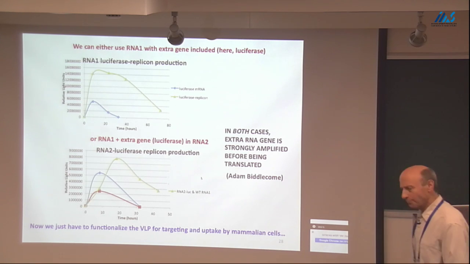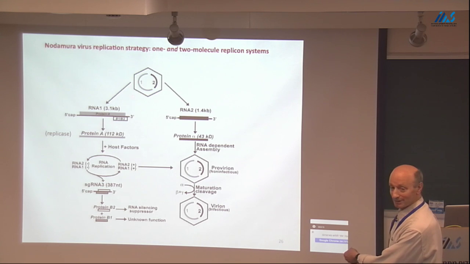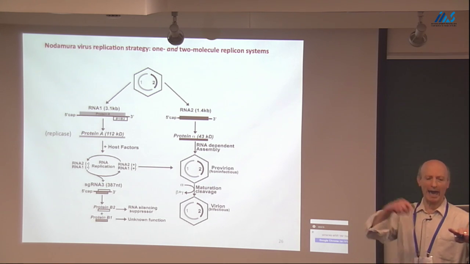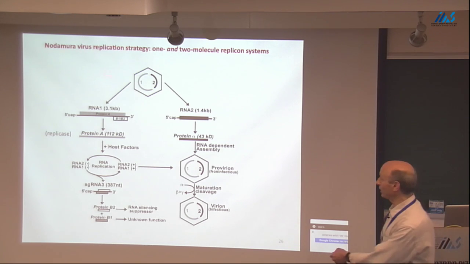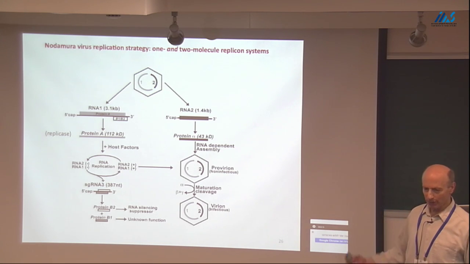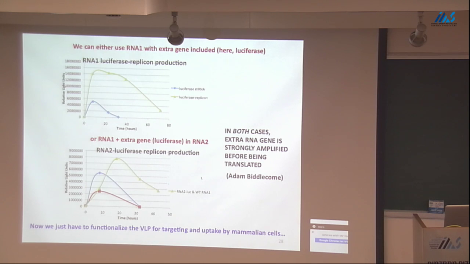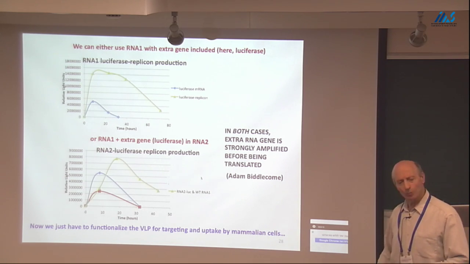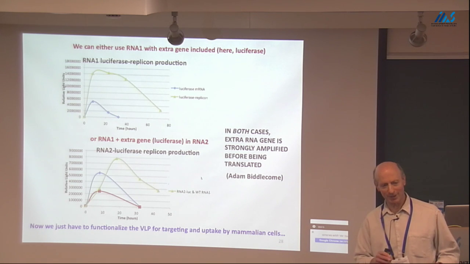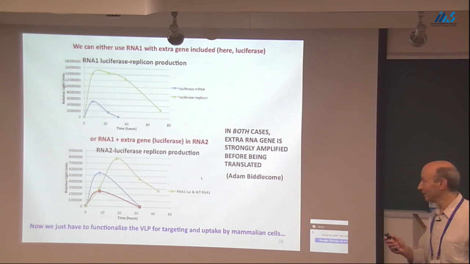And we find that we can either work with just the first molecule of the insect virus genome, which has the replicase genes, and we can add a gene of interest to it, like luciferase, or we can work with both molecules where we leave molecule one alone, but we replace the capsid protein gene with the gene of interest. And in both cases, we get a lot of amplification as measured by luciferase assays. And so we're working on a variety of problems where we use the in vitro reconstituted virus-like particles to protect self-amplifying RNA for high levels of protein expression in targeted mammalian cells.